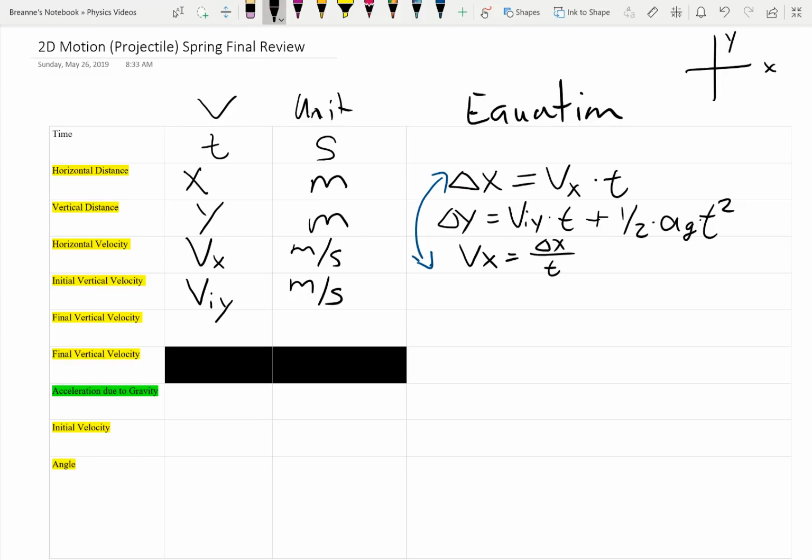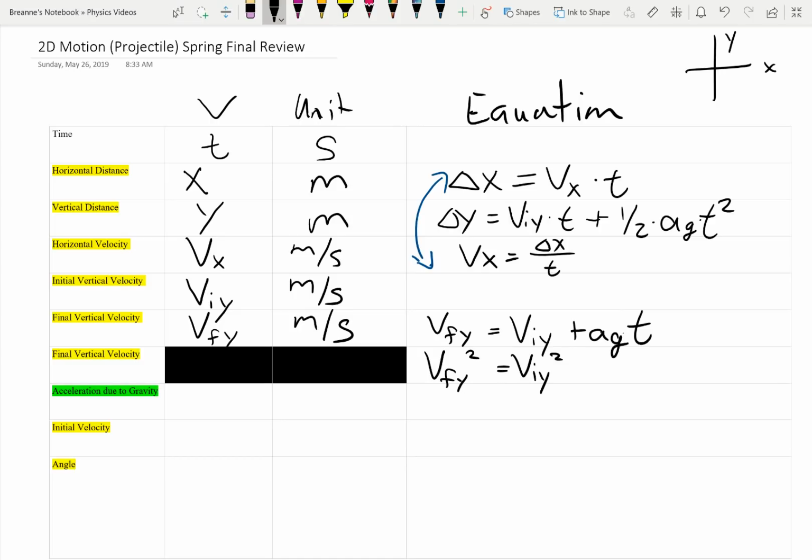Then your final vertical velocity, final y, is still measured in meters per second. There are two equations for your final vertical velocity. Your first one is VFY, really doesn't matter which way, but we want to stay consistent. VFY equals VIY plus AG times t. Your other equation is VFY squared equals VIY squared plus 2 AG delta y. Those are your two equations for final velocity.